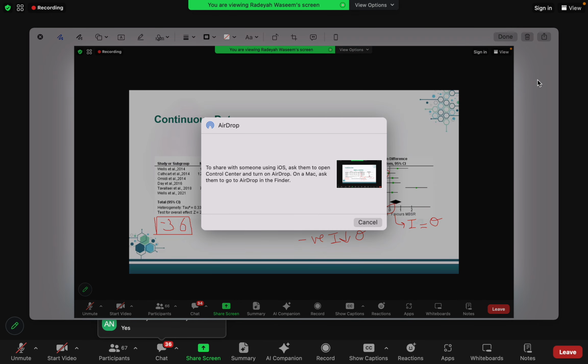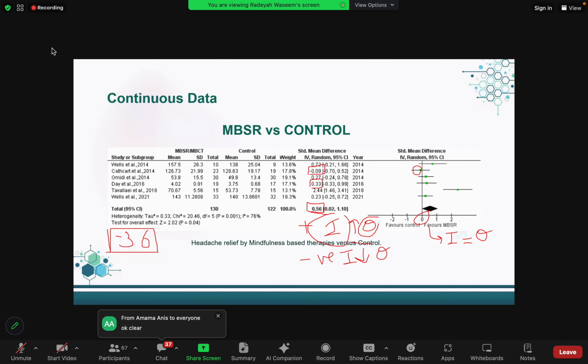In this case, control can be painkiller. Yes, control can be anything. It can be placebo, it can be anything else as well. It's something you have to define at the beginning of your meta-analysis. Clear, everyone? This is the third thing which we have done over here.